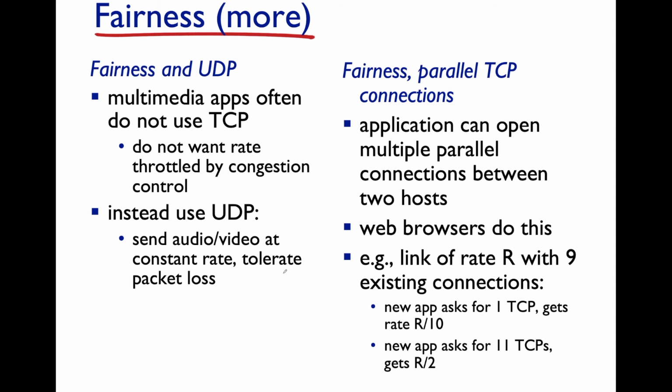Suppose you have a link at rate R, and you have 9 existing connections. Let's say a new application comes along and it asks for 1 TCP connection. It's going to converge through the additive increase, multiplicative decrease to an equal share rate. So that was the original 9 connections plus that 1. Each app is now going to get 1/10 of the available bandwidth. But if that new application, given 9 existing applications, decides to open 11 TCP connections, well, that particular application is now going to get 1/2 of the available bandwidth.